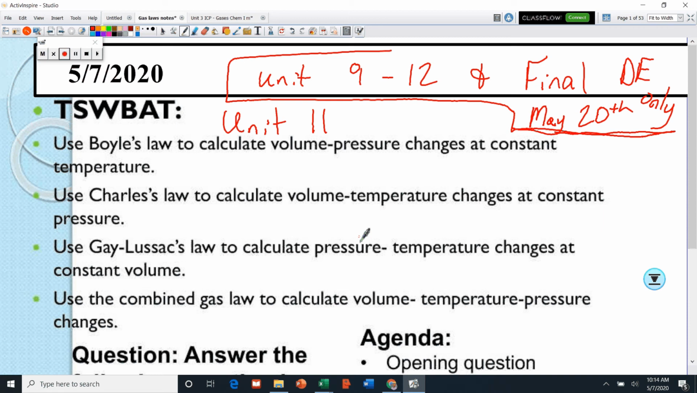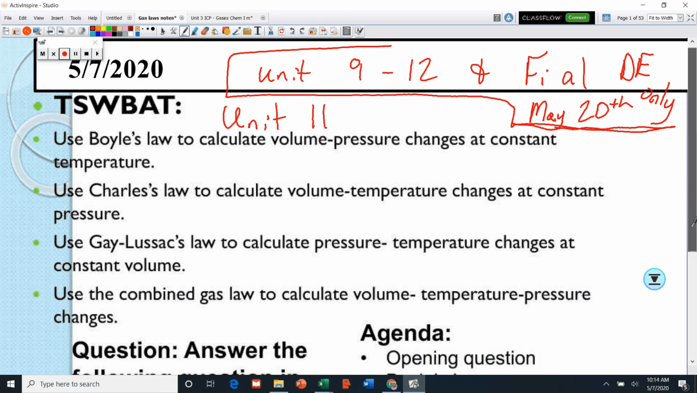So here are the outcomes I'm expecting to get through with this video today. Use Boyle's law to calculate volume and pressure changes at constant temperature. Use Charles's law to calculate volume and temperature changes at constant pressure. Use Gay-Lussac's law to calculate pressure and temperature changes at constant volume. And then the combined gas law, which incorporates all of them, so that you can calculate volume, temperature, and pressure changes from an initial setting to a new setting.